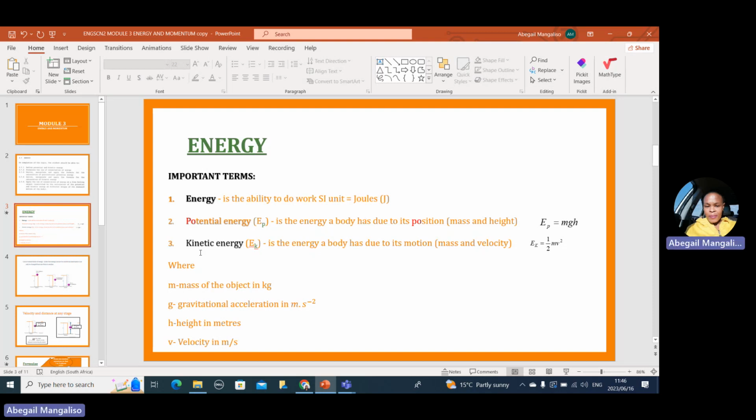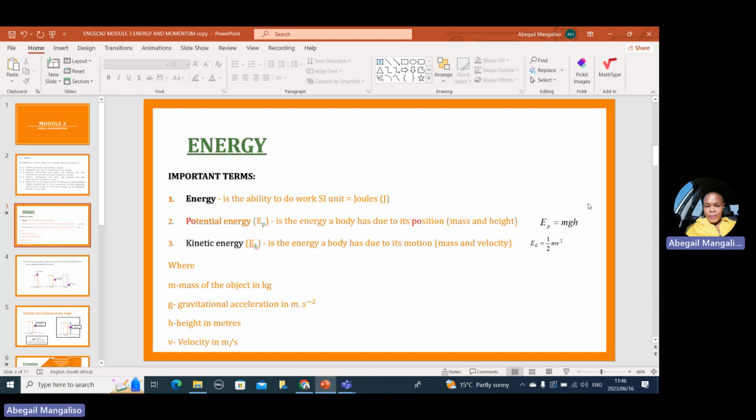Number 3, kinetic energy. The symbol used to calculate kinetic energy is EK, and it is defined as the energy a body has by virtue of its motion. So it's the energy of mass and velocity. It's the energy in motion. The formula used to calculate kinetic energy is EK equals half mv squared.